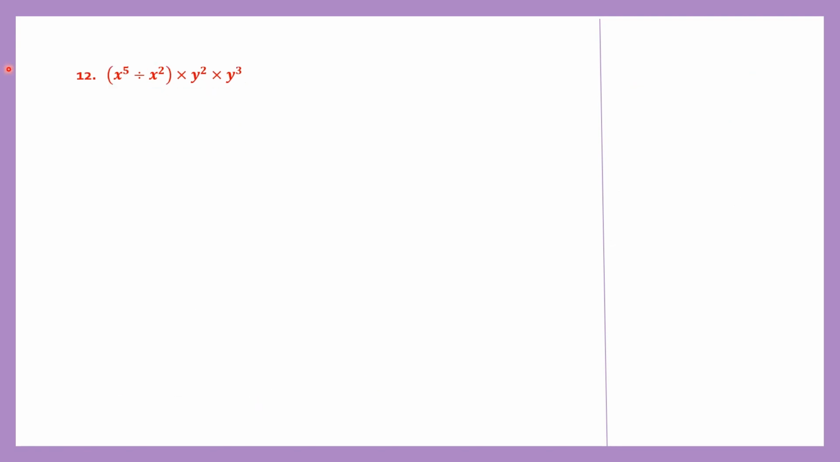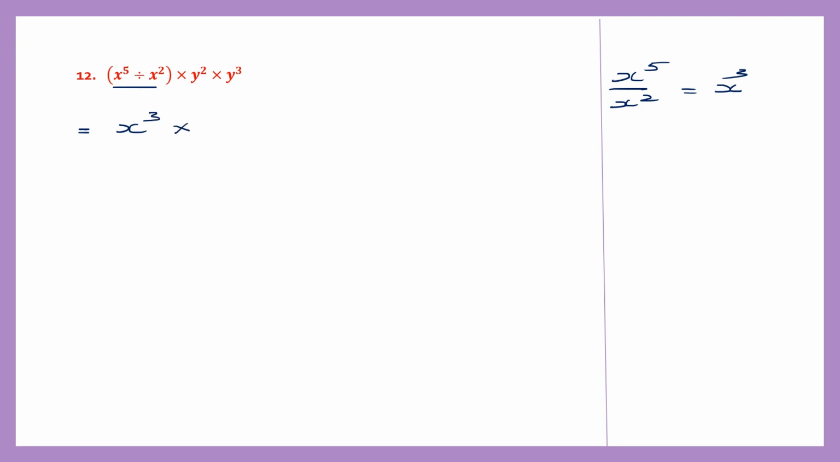Question 12. Here what are the operations? We have brackets and multiplication, isn't it? So first we have to do what is inside the brackets. To remove these brackets, work out what is inside. That is x to the power of 5 divided by x to the power of 2, which is x to the power of 5 minus 2, x to the power of 3. So this is x to the power of 3.